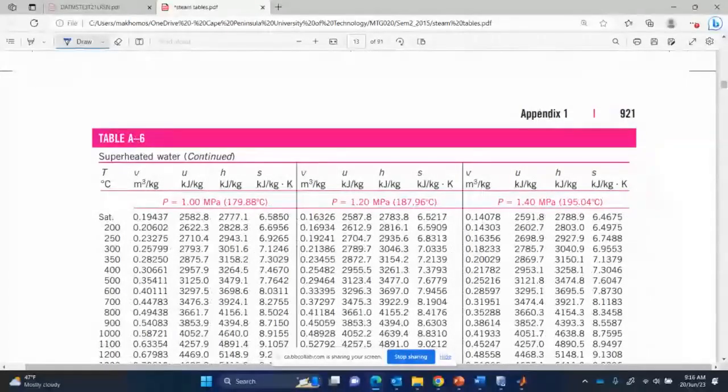In order to get any of this, you need at least two properties. If you have temperature but no pressure, you won't get any of the properties you're looking for. Okay.